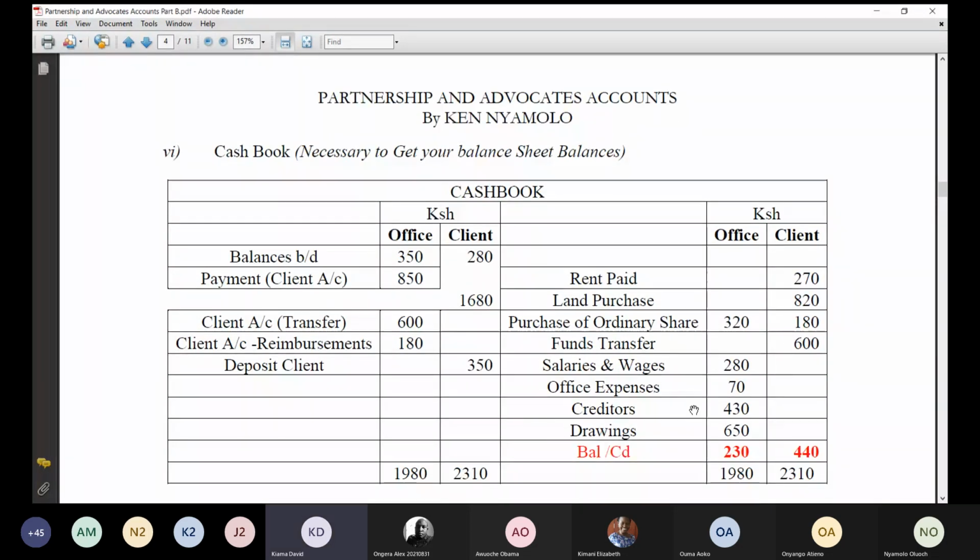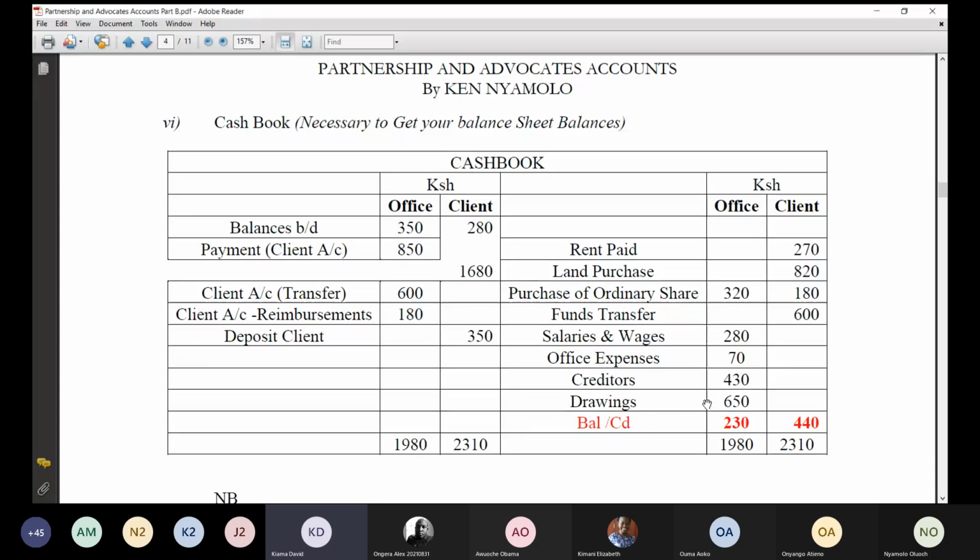The next note, note 3, you've dispensed with that: the firm used 500,000 to purchase ordinary shares from the stock exchange on behalf of a client who had a credit balance of 180,000 shillings with the firm. That is explained. So we go to the next note.